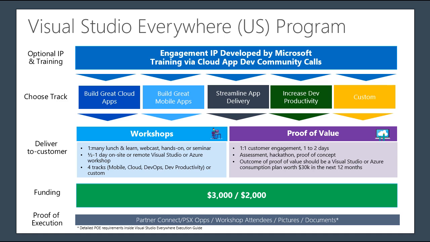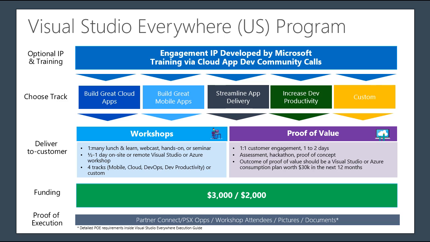The workshop, again, $3,000, one to many different types of customers, at least 2 $3,000 consumption opportunities coming out of that workshop for your proof of execution. And for the proof of value, this is a very open draw.